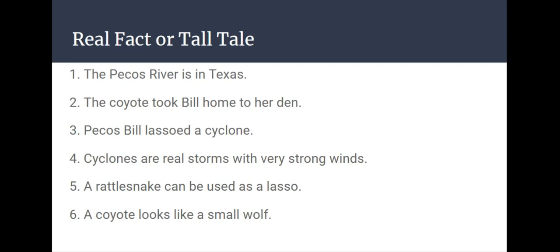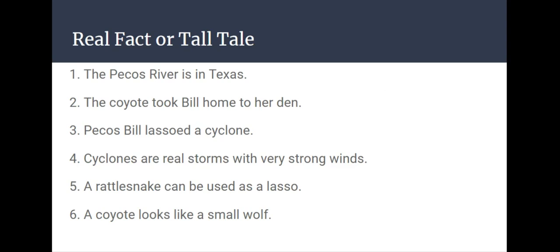Now, I'm going to read a sentence, and what you're going to do is figure out, is this a true fact, or is this just a tall tale, something that's fiction? First one, the Pecos River is in Texas. That would be a fact. That's a true fact. The coyote took Bill home to her den. That would be a tall tale. Coyotes and people, that doesn't happen.